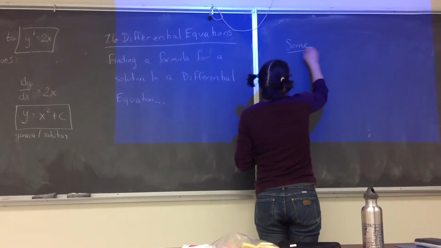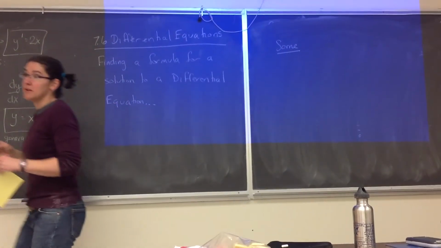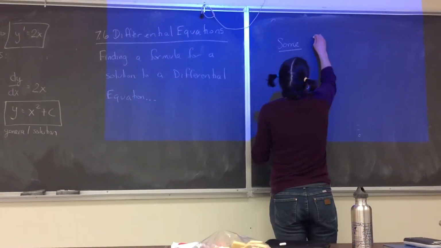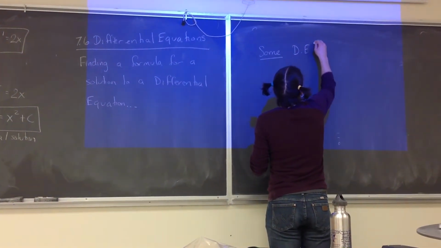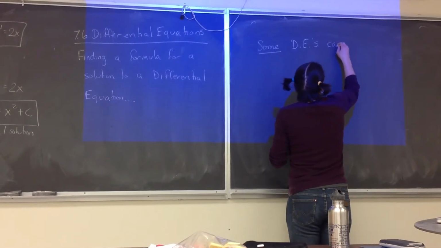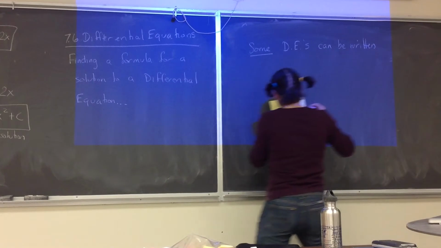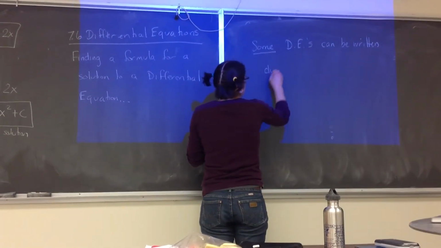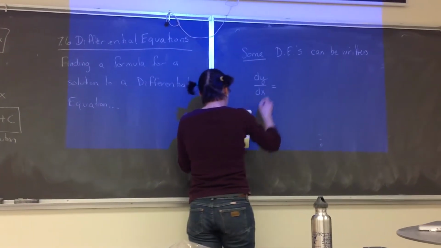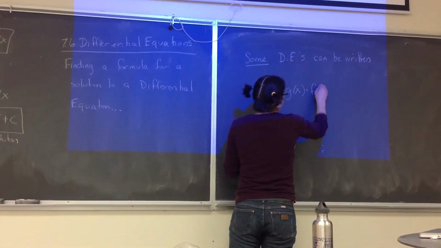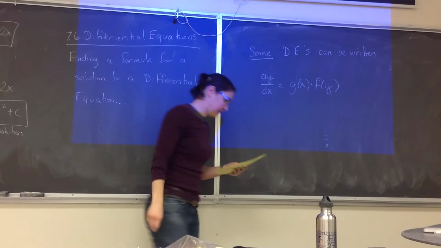Some differential equations, and I highlight the word some, meaning not all. Again, there's a 4-credit class in differential equations. Some differential equations, DEs, can be written in the form dy over dx is equal to g of x times f of y.